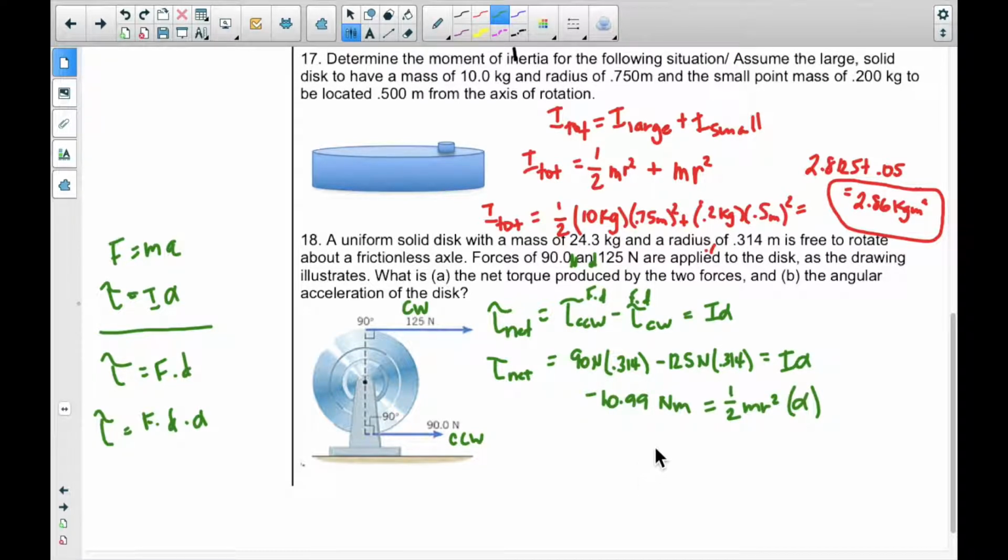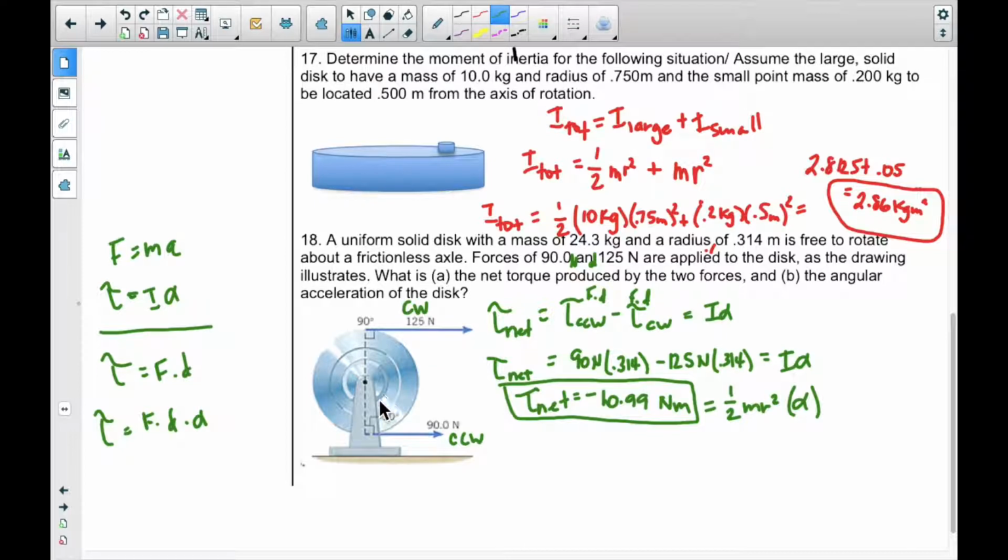Okay, so we plug this in and we get that our net torque is negative 10.99 Newton meters. Negative because it is in the clockwise direction. So this is our net torque. So that's the answer to part A. Part B, though, asks us to find the angular acceleration. So that's why we needed this inertia times acceleration, because that's what we're trying to solve for. And so now we have a negative 10.99 Newton meters.